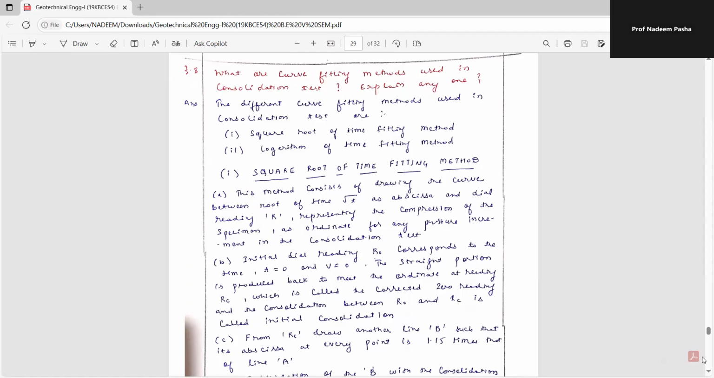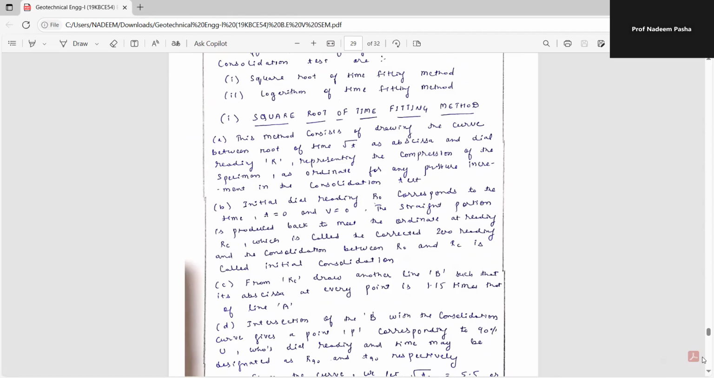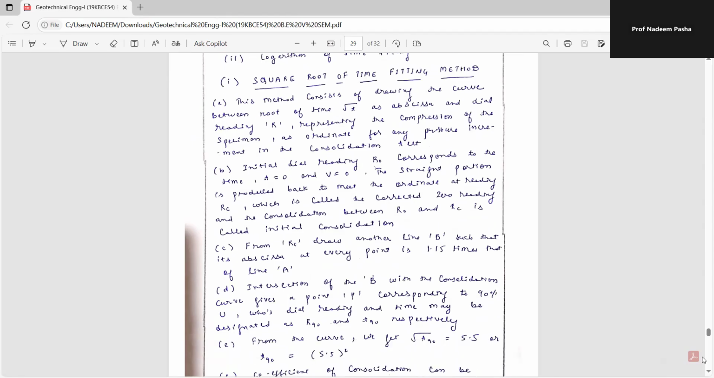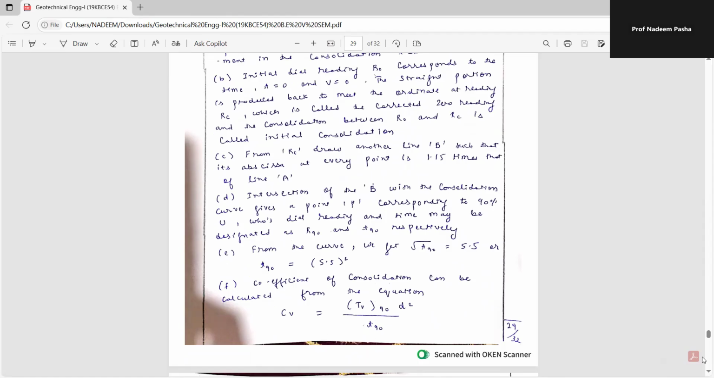From RC, draw another line B such that its abscissa at every point is 1.15 times that of line A. The intersection of B with the consolidation curve gives a point P corresponding to 90% U, whose dial gauge reading and time may be designated as R90 and T90 respectively. From the curve, we get square root of T90 as 5.5, or T90 equals 5.5 squared. So the coefficient of consolidation can be calculated from the equation CV equals TV90 D squared divided by T90.